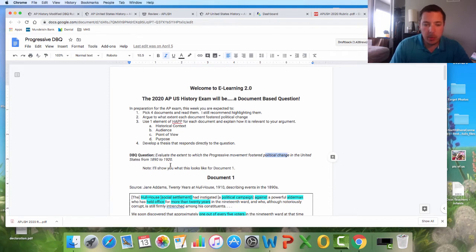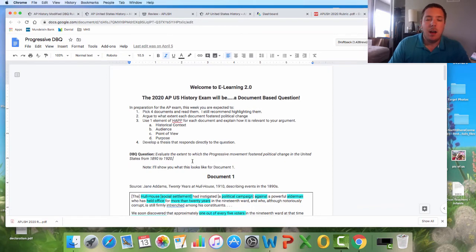The third component here is check the dates. There's a reason why they picked benchmark dates. So 1890 is kind of the end of the populist movement, but you're going to see some of those populist ideas fulfilled by the progressives. And then 1920 is kind of culminating with the 20th Amendment, and after that it's the roaring 20s. It doesn't really look like anything from the progressives anymore.